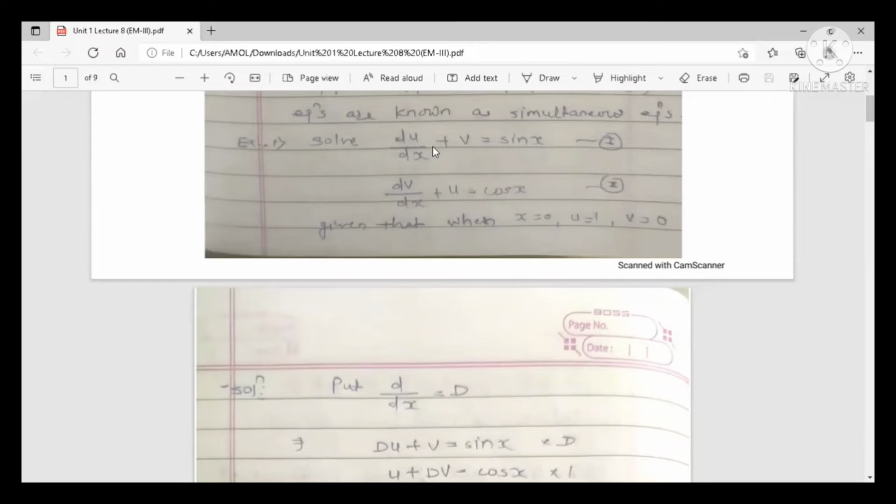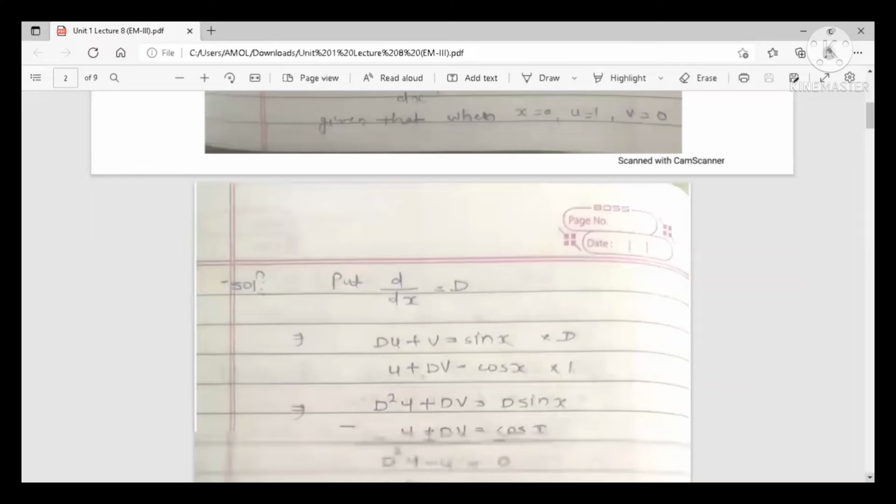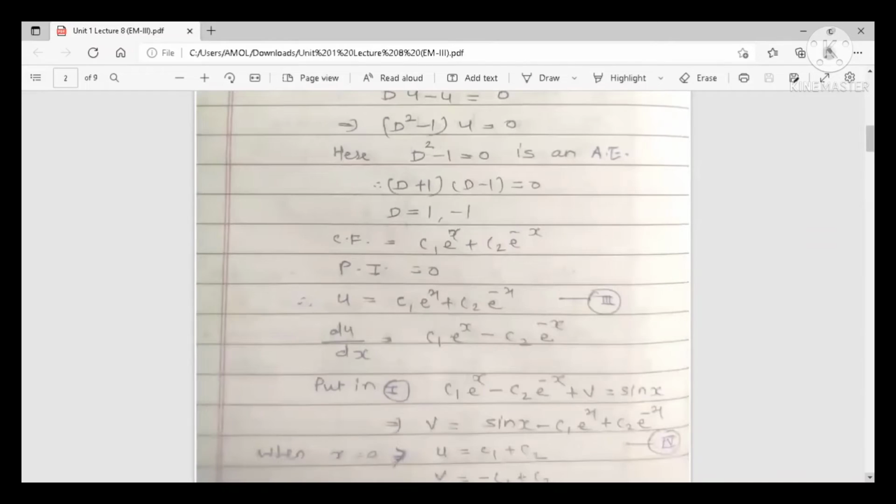Now we have the value of u, and we are differentiating u with respect to x, because if we have the value of du by dx, then after putting it in equation 1, you shift this term of du by dx to the RHS so that you will get the value of v. That's why we are finding du by dx. So the value of du by dx is here. After finding u, you differentiate u with respect to x.